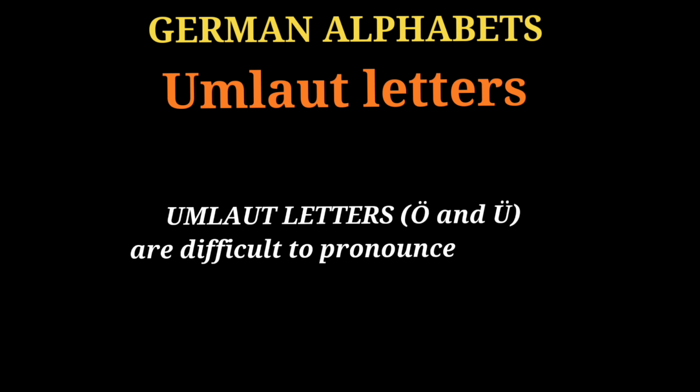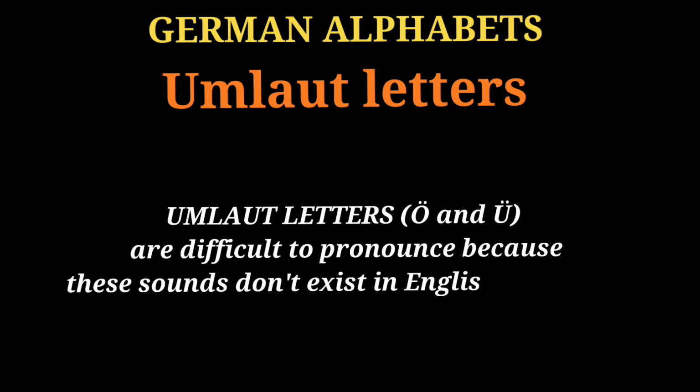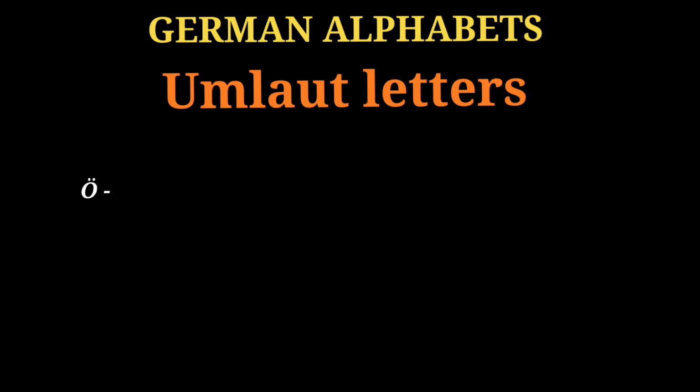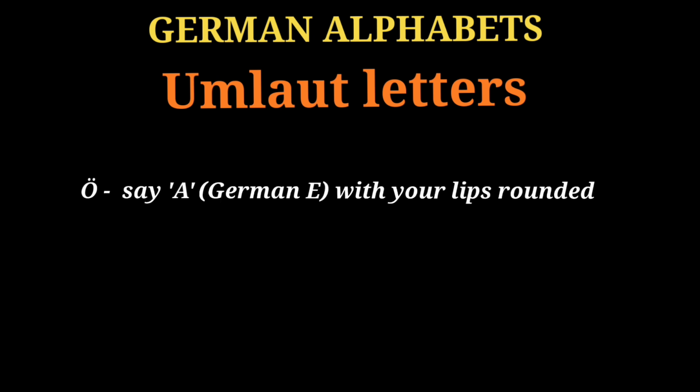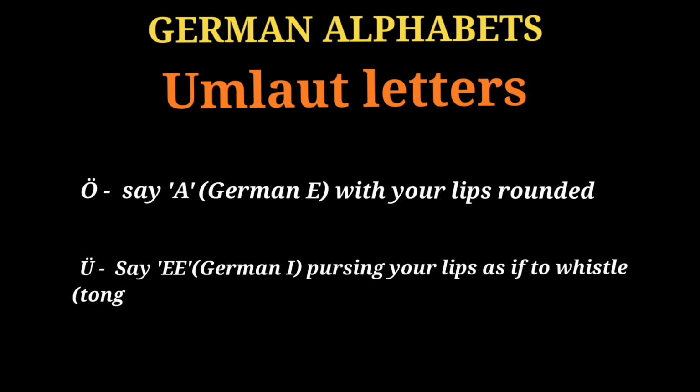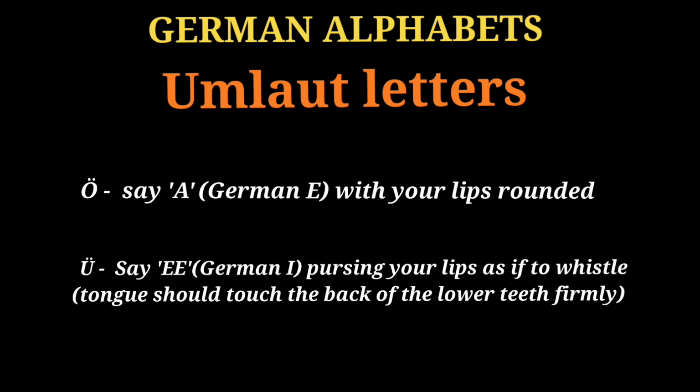The umlaut letters are not easy to pronounce because the English language doesn't have similar sounds. But there are tips to make this pronunciation easier. Here are the tips. To pronounce O umlaut, say the letter A with your lips rounded. To pronounce U umlaut, say the letter E pursing your lips as if to whistle. Your tongue should touch the back of your lower teeth firmly.